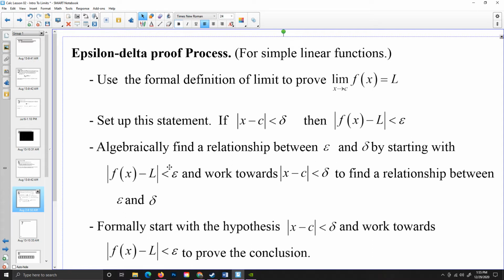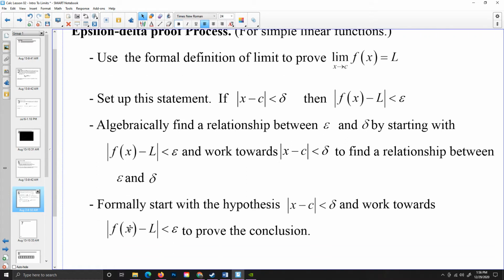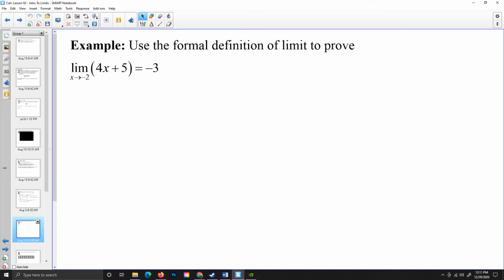What we're going to do is algebraically find a relationship between epsilon and delta by starting with this second part and working towards some expression that has x minus c and a relationship between delta and epsilon. Then we will formally start with a hypothesis of the function, the absolute value of x minus c is less than delta, and work towards the conclusion, the absolute value of f of x minus L is less than epsilon, to prove that conclusion. So let's do an example.